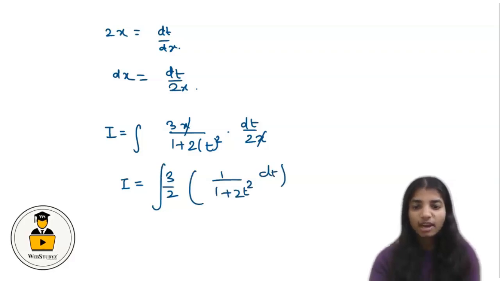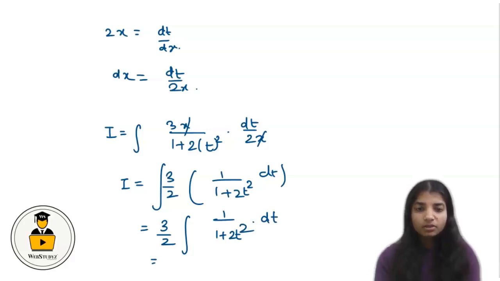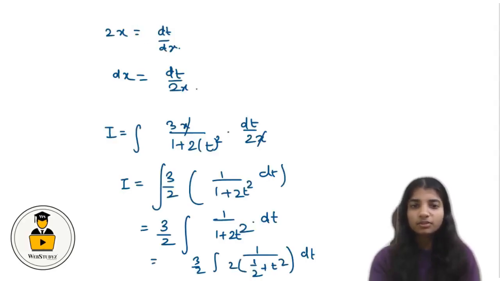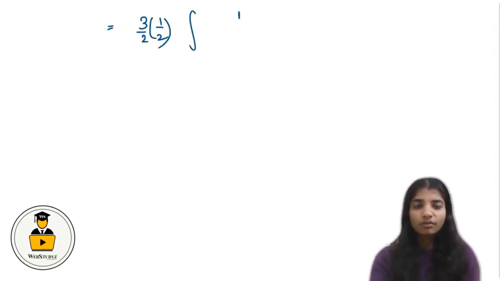We can take this 3/2 outside the bracket. So this becomes 3/2 integral of 1 divided by 1 + 2t^2, further multiplied by dt. Now from here we can take 2 common. So this becomes 3/2 integral of 1/2 multiplied by 1 divided by (1/2 + t^2) dt. Now further simplifying this, we can take this 1/2 also outside the bracket.